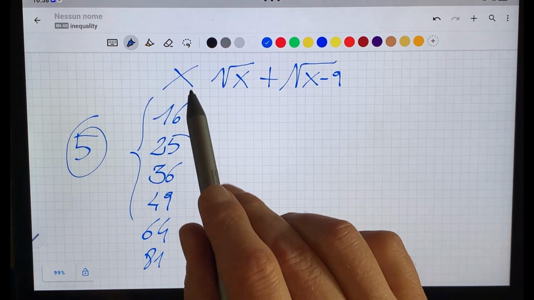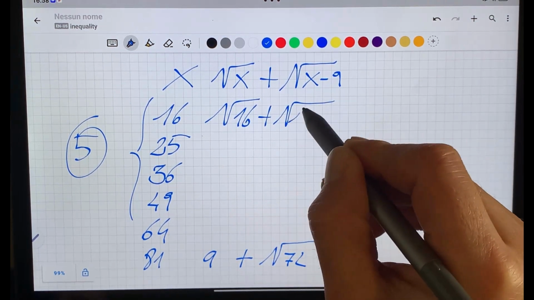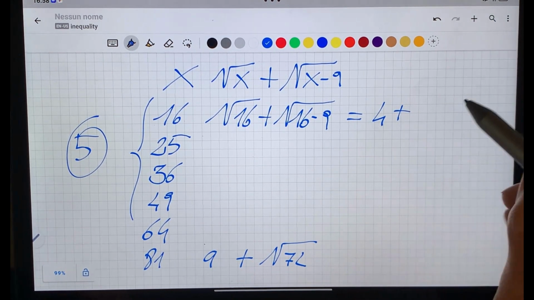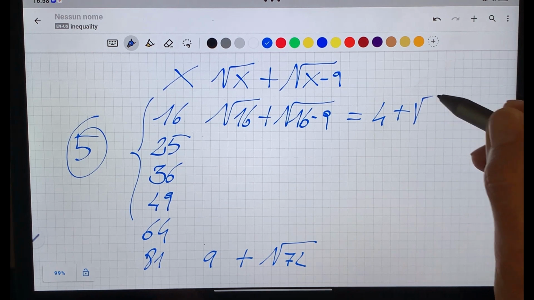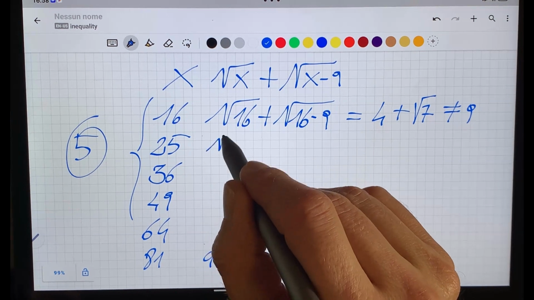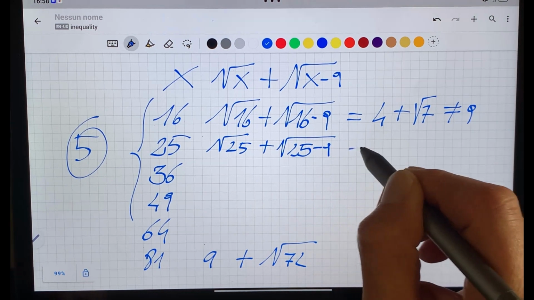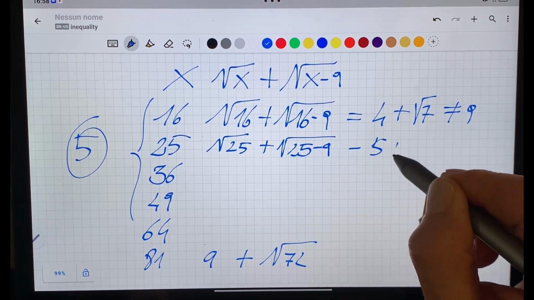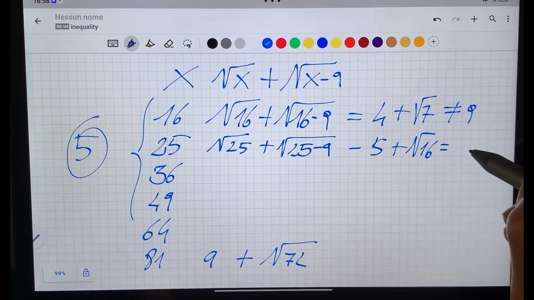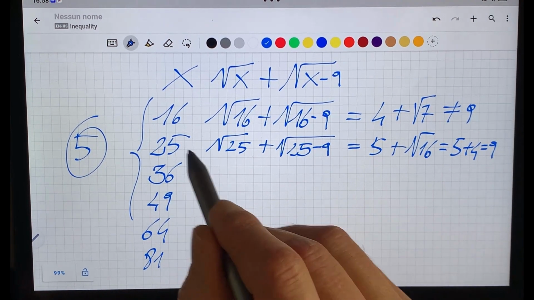Okay? And we will see if x is 16: square root of 16 plus square root of 16 minus 9. And we see that square root of 16 is 4, plus square root of 7, and this is not 9. In the second case, we have square root of 25 plus square root of 25 minus 9, and in this case it is 5 plus square root of 16, and that is 5 plus 4, that's 9. So this is the solution.